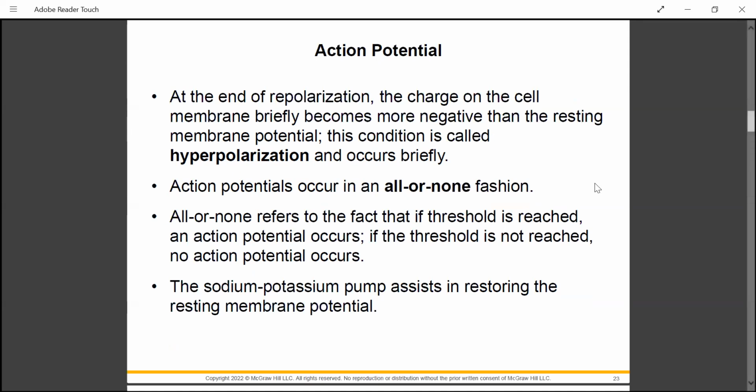So action potentials occur all or none. So we said we have that local potential that starts it, but once that local potential meets the threshold value, there's no way to stop it. It's going to keep going.